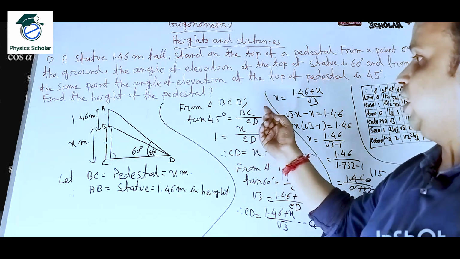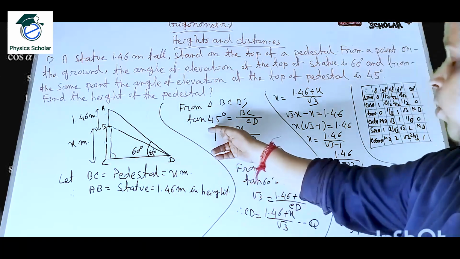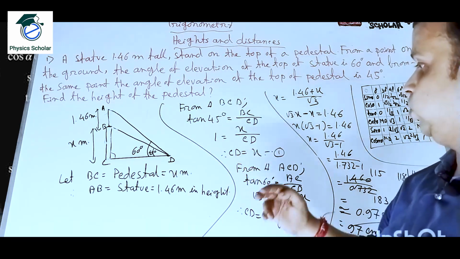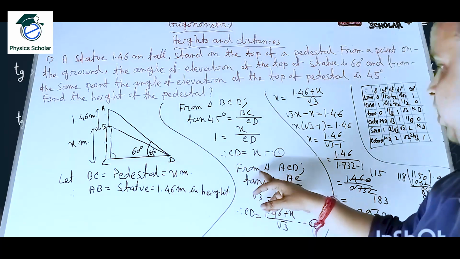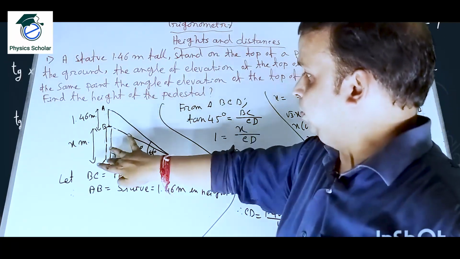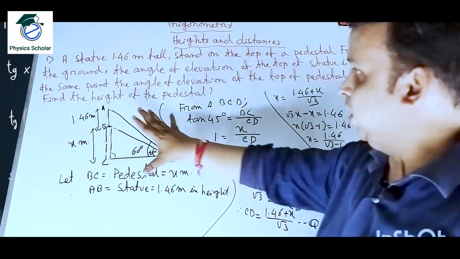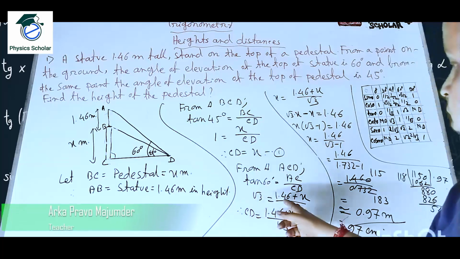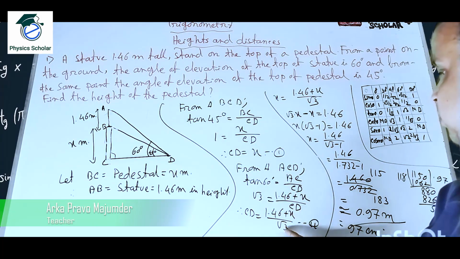So from the triangle BCD, perpendicular by base is equal to tan 45 degree. So 1 is equal to x by CD. So CD is equal to x. Now from this triangle ACD, perpendicular means AC, base means CD. So tan 60 degree is equal to AC by CD. AC means AB plus BC, that means 1.46 plus x. So 1.46 plus x is equal to root 3 times CD. So CD is equal to (1.46 plus x) by root 3.